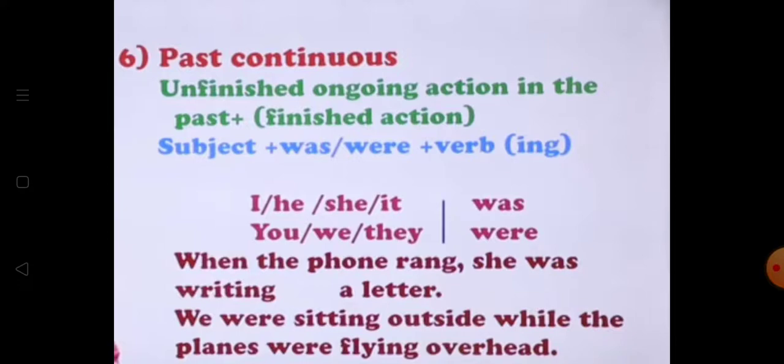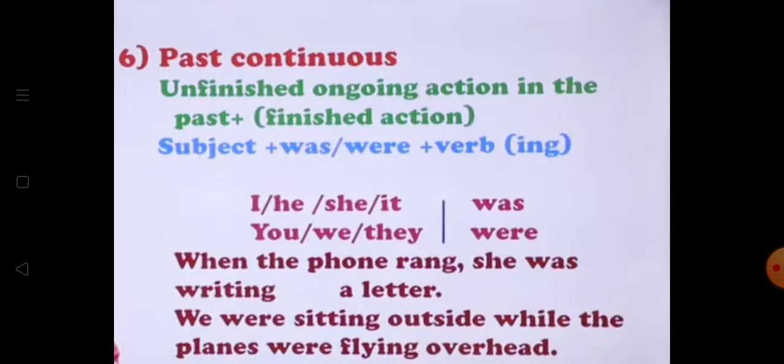The next is past continuous tense. Past continuous is used when we are talking about an unfinished ongoing action in the past, and with that we also mention a finished action. The rule for past continuous is subject plus was, were, and the verb that we are using with ing.